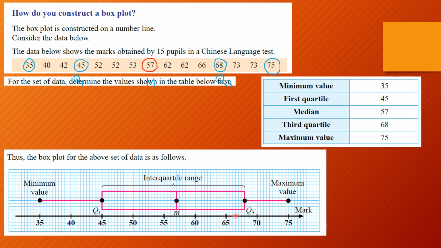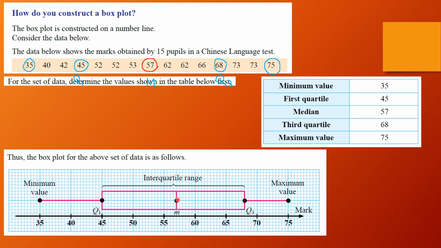represent 1 unit. That means 65. Then another 2 boxes is 66. Another 2 boxes is 67, and another 2 boxes is 68. You can refer to your textbook at page 226.